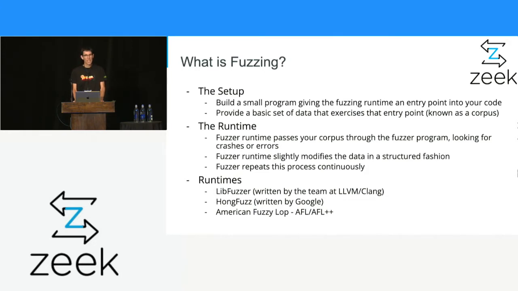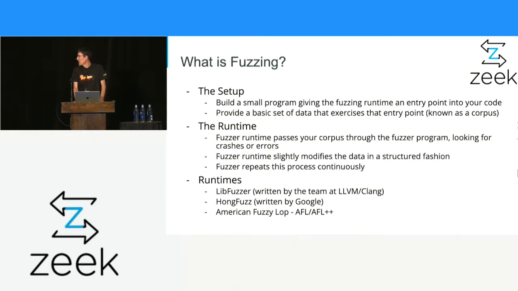And then it takes your data and it modifies it slightly, usually in some sort of structured fashion. Maybe it duplicates the data twice. Maybe it modifies a couple of bytes here and there. Maybe it modifies a bit here and there. Maybe it randomly decides to stick 200,000 null bytes into the middle of what it thinks is a string. Then it sticks that modified data back into your fuzzer program, again tells you if it crashed or not. And then it does this over and over again until it finally gives you something bad. There's a bunch of different runtimes.